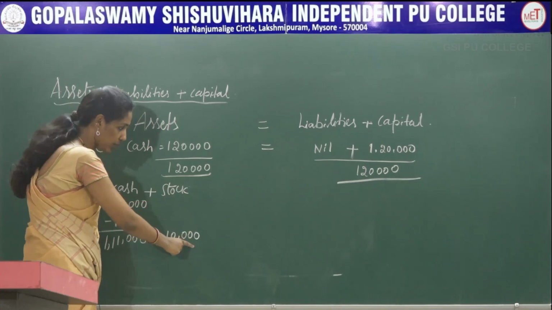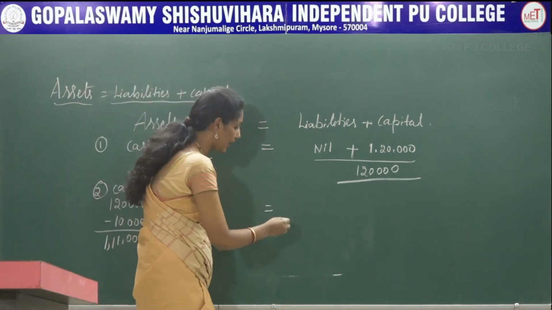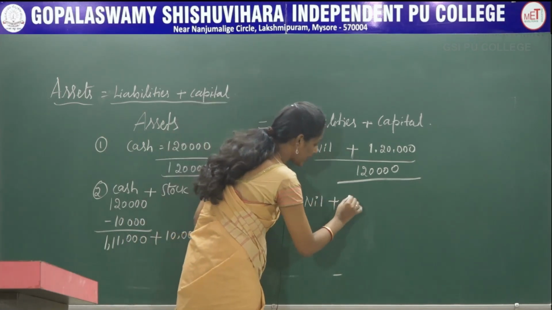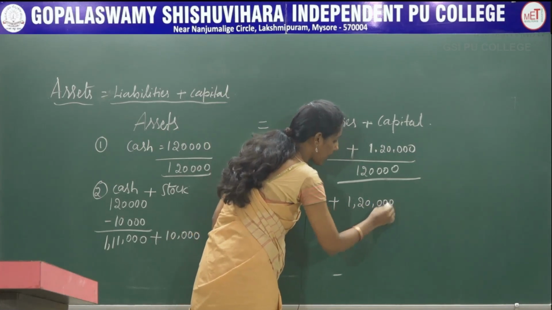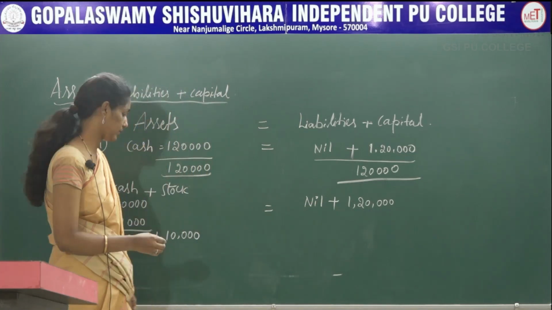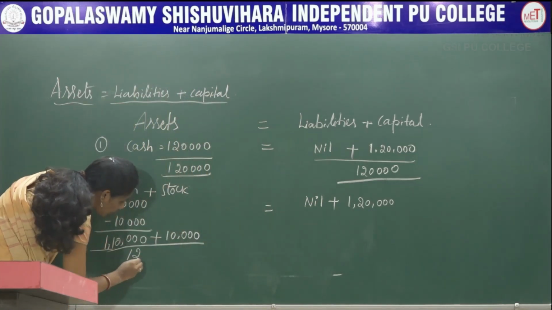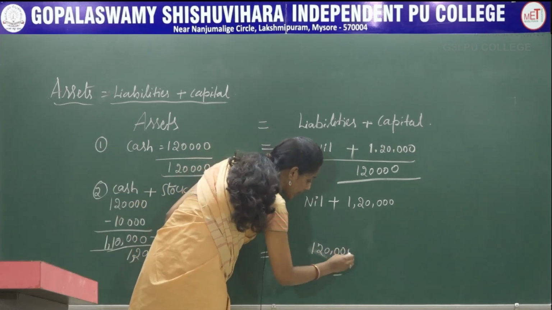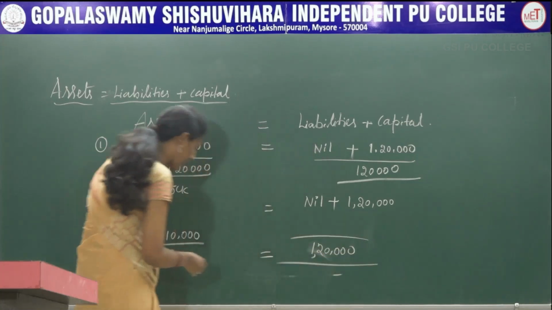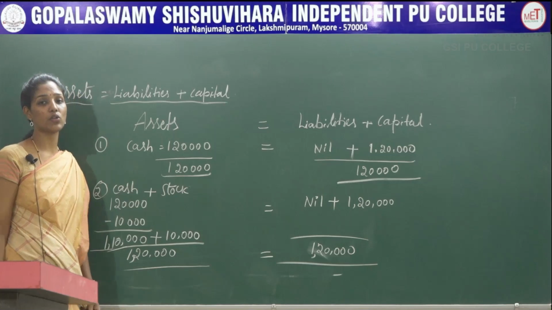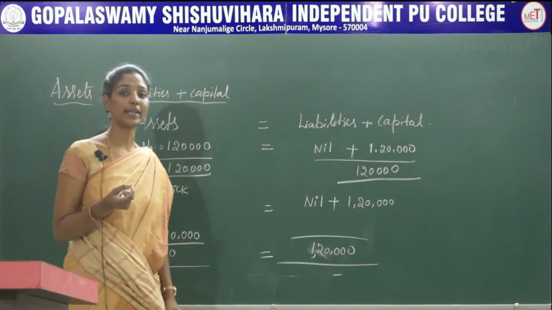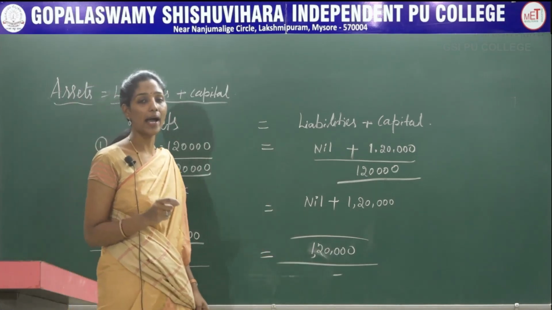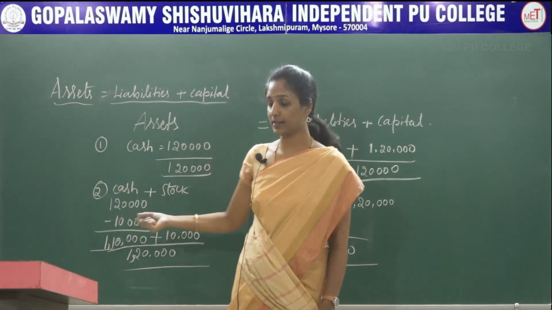Stock of rupees 10,000. And on the liability side there is no change, liabilities will become nil, and on the capital side also there is no change. Write the same amount, that is rupees 1,20,000. 1,10,000 plus 10,000, 1,20,000. On the other side of the equation also you will get the same balance, that is rupees 1,20,000. Now this accounting equation is correct. When you purchase goods on cash basis, first you should deduct the purchase value from the cash balance and also add the value of stock to the assets.